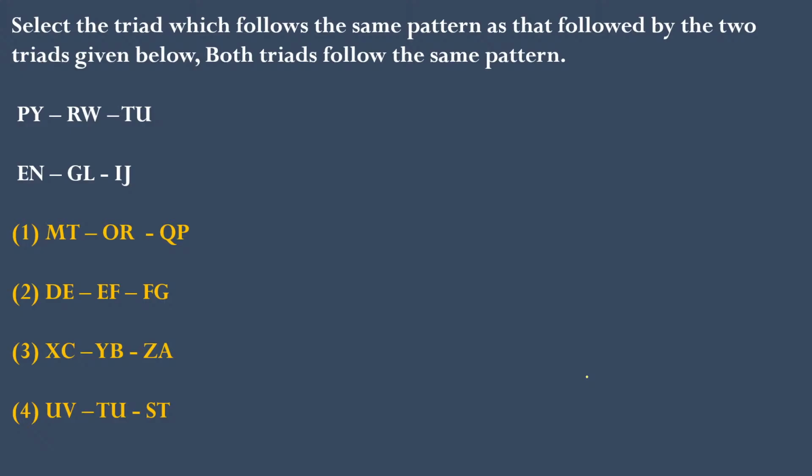See the question here. Select the triad which follows the same pattern as that followed by the two triads given below. Both triads follow the same pattern. So, what is the pattern here?